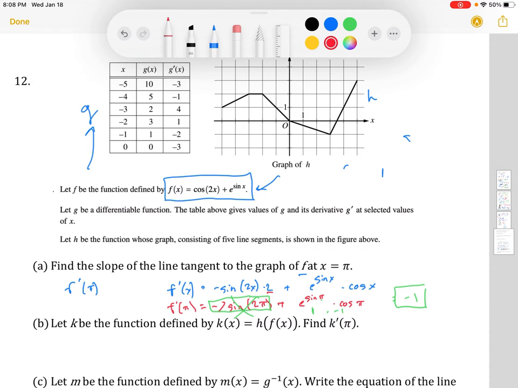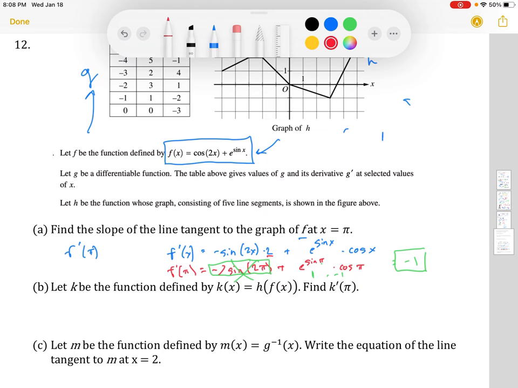Next one. Wordy. Let k be the function so that k of x is equal to h of f of x. Remember, h is the graph, f is the function. It wants us to find k prime. So let's talk about how to write this in differentiated form. We'd have to use the chain rule. So k prime of x is equal to h prime of f of x. And then we would chain rule, so times f prime of x.